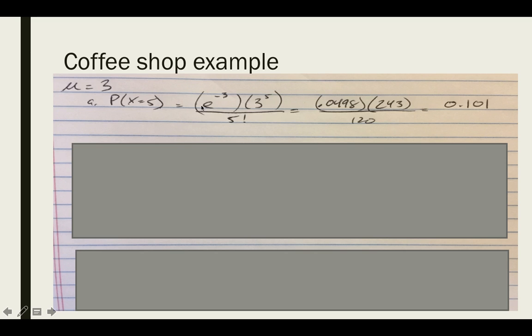And when I calculate all of these things individually, e raised to the negative mu, e raised to the negative third, is 0.0498. Again, you can just use that in your calculator. Okay, mu to the x, so 3 to the 5th is 243, divided by 5 factorial. Remember, that's 5 times 4 times 3 times 2 times 1, which is equal to 120.